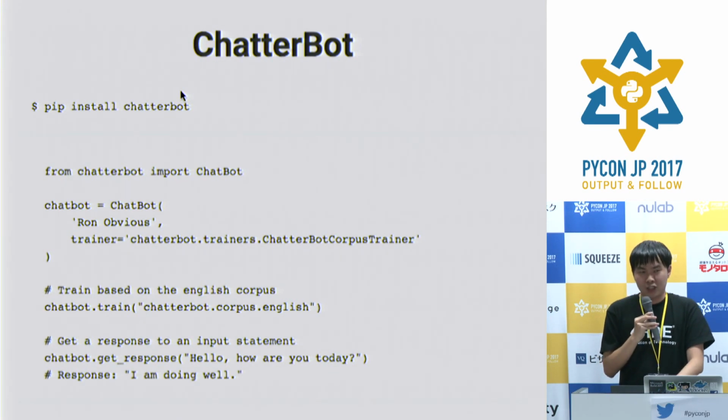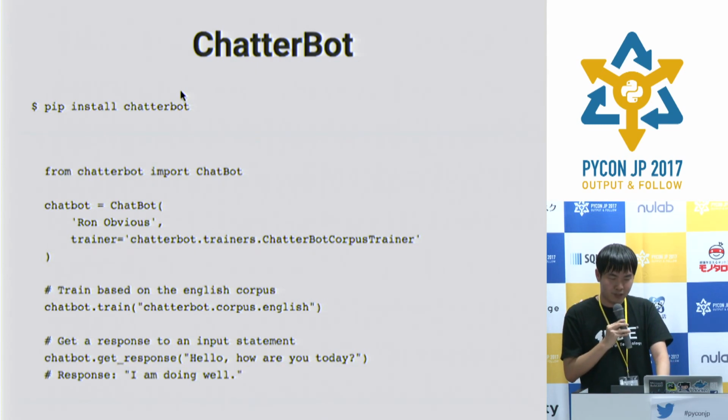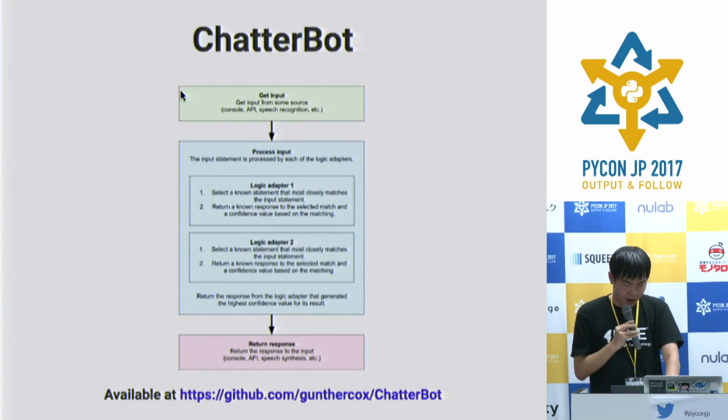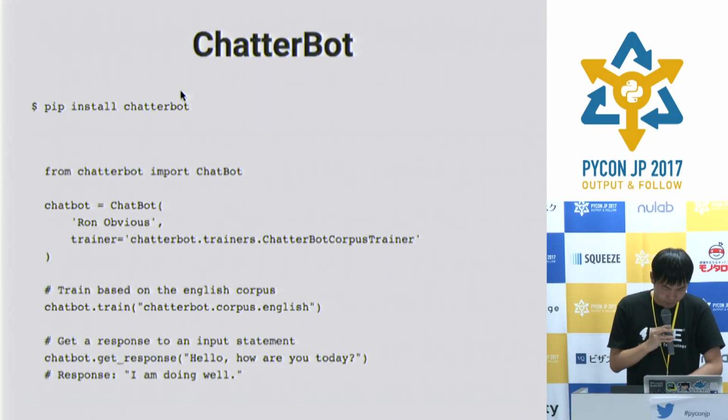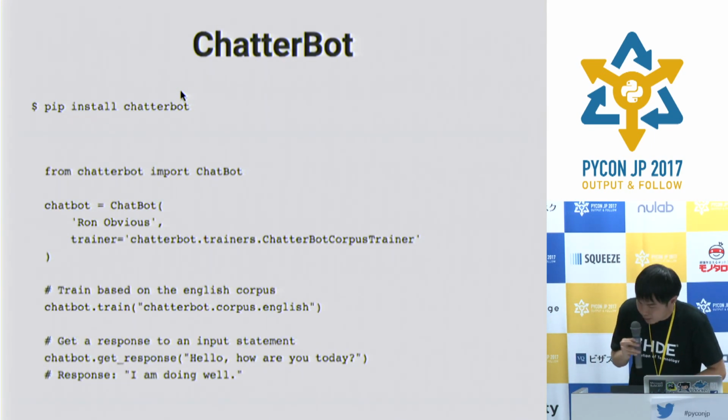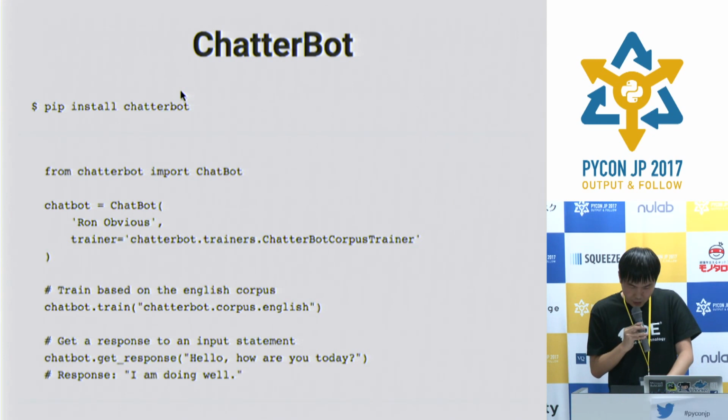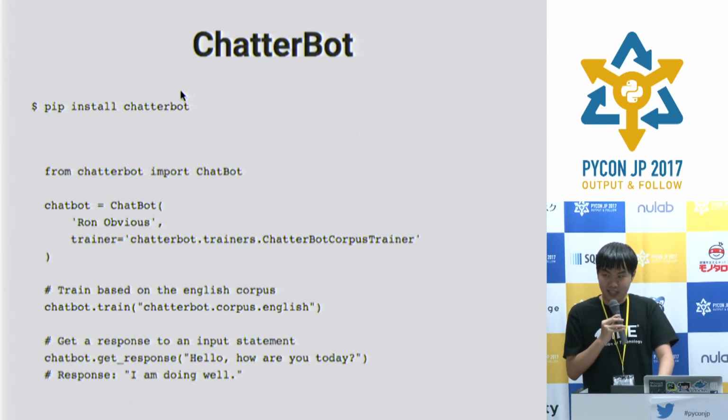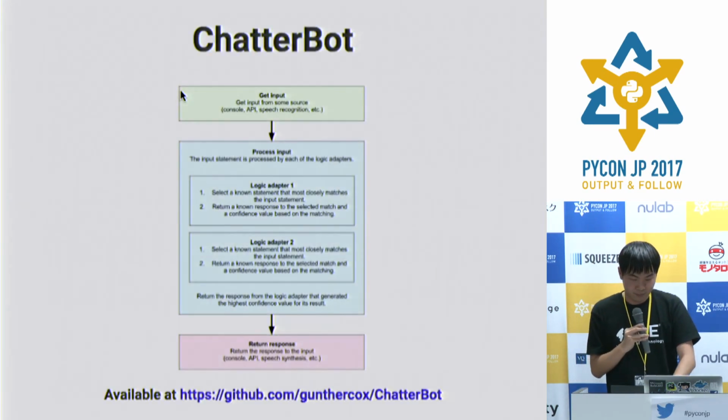To use ChatterBot, it's pretty easy. You only need to do pip install chatterbot, and to train it, you could do something like chatbot.train with chatterbot.corpus.english, which is the default corpus for learning. And after that, for example, if you say get_response "hello, how are you today?", it will give the response, "I am doing well."